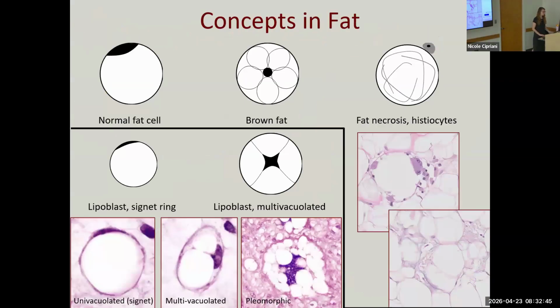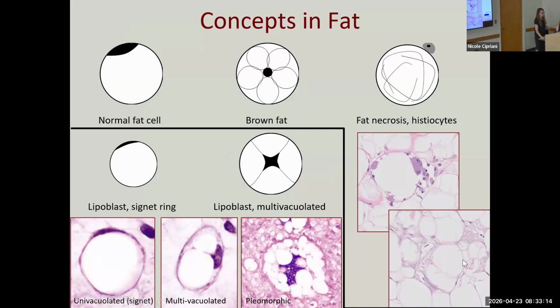All right, fat. So remember, what is the morphology of fat? This is going to be critical for all your fatty tumors, right? Normal fat cell is round. It has a kind of a bulbous, fusiform shaped nucleus. Brown fat has a nucleus in the middle with vacuoles around it that are not compressed by the vacuoles. Lipoblasts, right, have nuclei that are either peripheral or central and compressed by the vacuoles.